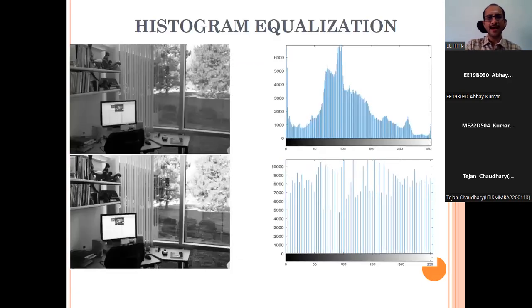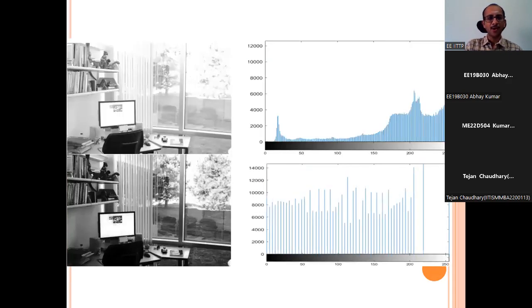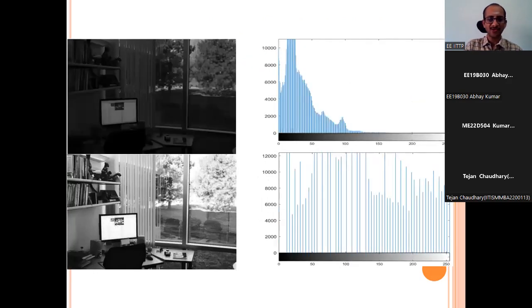So this is another example for histogram equalization. I will probably stop with these examples. I would suggest that if you have any questions, you can ask.